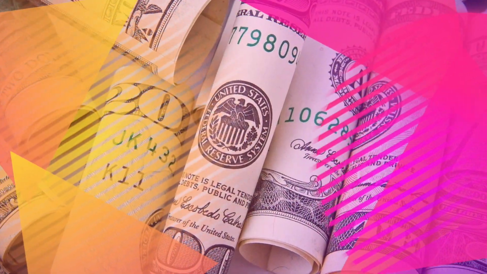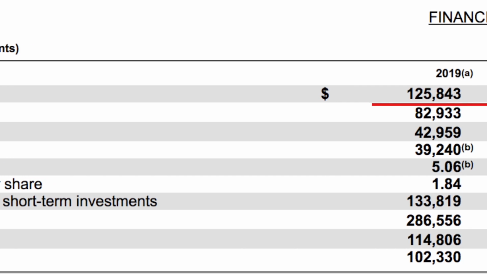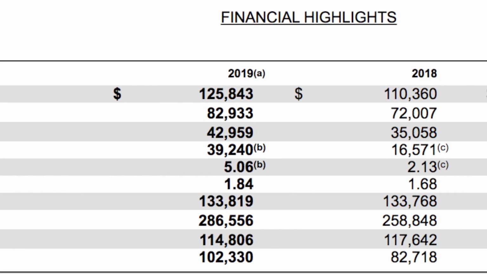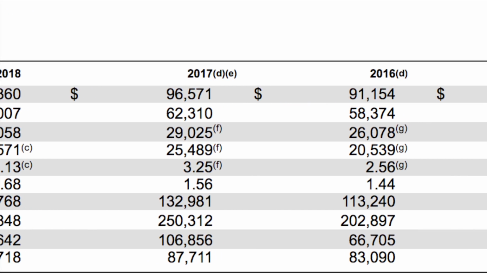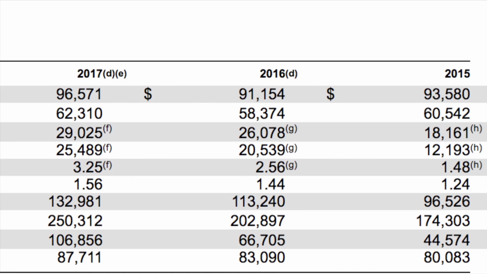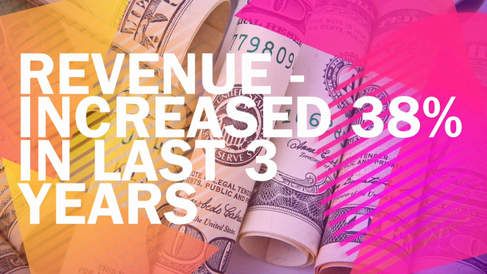The revenue of Microsoft in 2019 is $125.8 billion. In 2016, it was $91.5 billion. The revenue is increasing every year from 2016. Microsoft revenue increased 38% in the last 3 years.